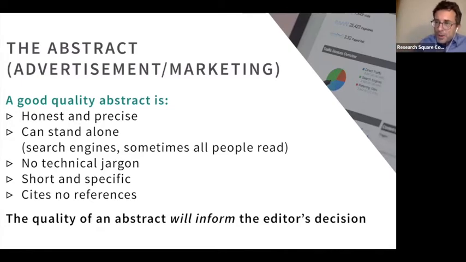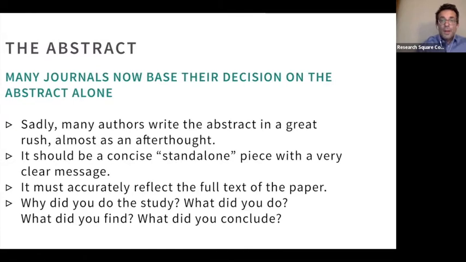Most journals, especially in the health sciences, don't want you to cite any references. And above all, the quality of your abstract will inform your editor's decision as to what to do with your paper. As you know, higher impact factor journals have high rejection rates. Editors will be deciding at the desk stage whether or not to send your paper out for further peer review. Many journals base their decisions on the abstract alone.